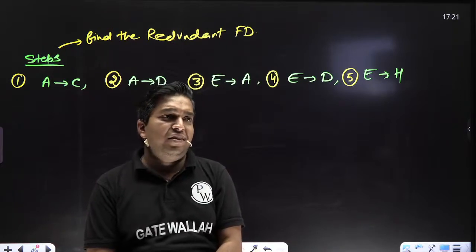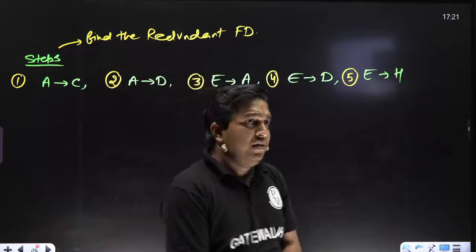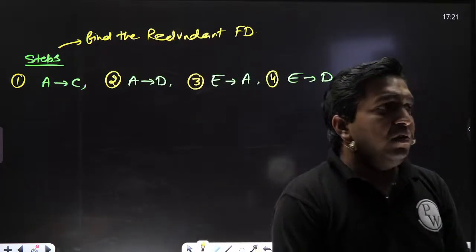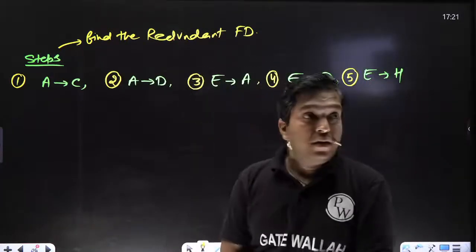Assume one is an extra FD, then check. Sir, if we get C from other FDs. Listen.